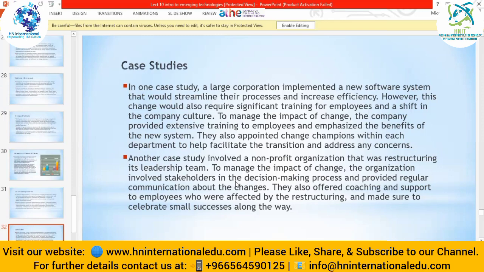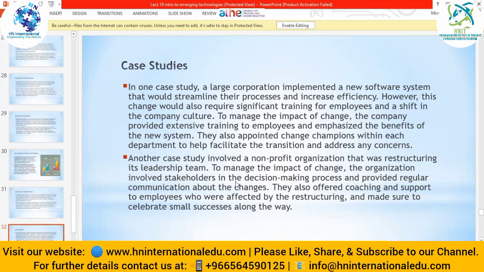In one case study, a large corporation implemented a new software system that would streamline their processes and increase efficiency. However, this change would also require significant training for employees and a shift in the company culture. To manage the impact of change, the company provided extensive training to employees and emphasized the benefits of the new system. They also appointed change champions within each department to help facilitate the transition and address any concerns. That is one case study.